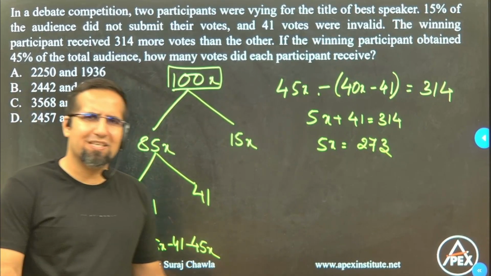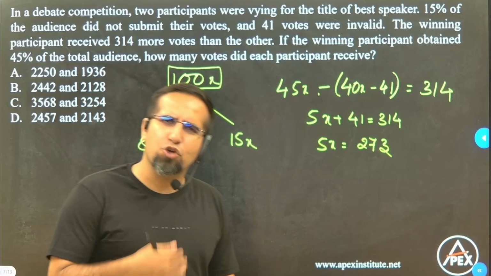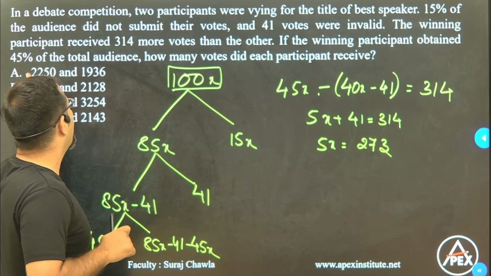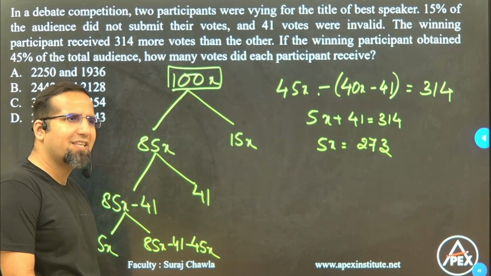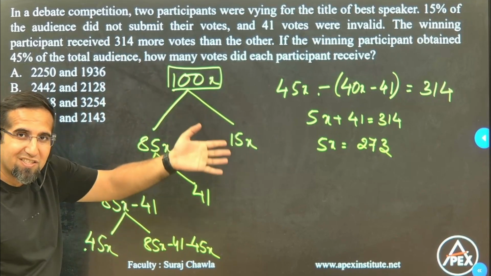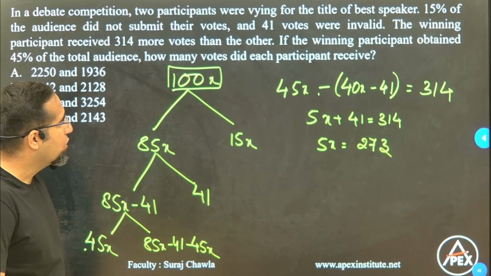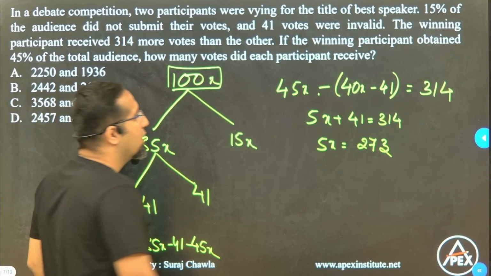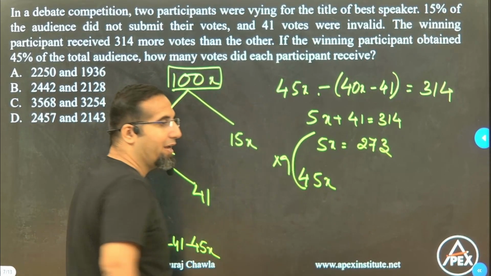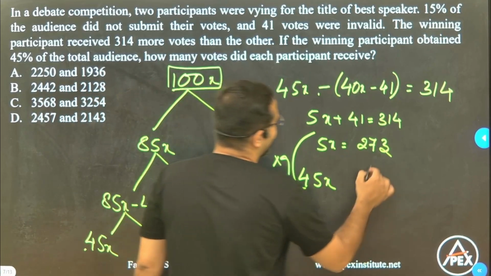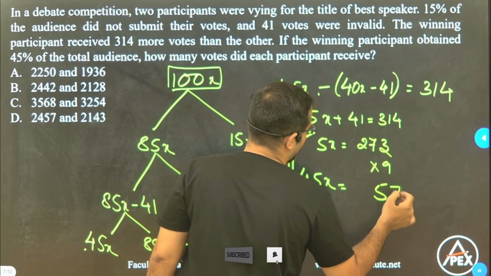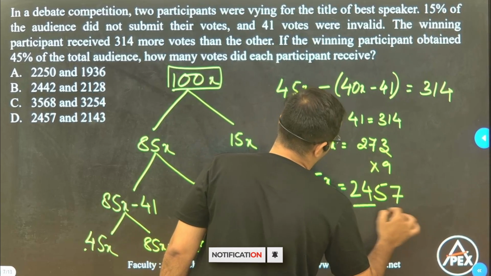अब again as I always tell, do not calculate unless and until it is your last step. ठीक है, तो अभी हमसे क्या पूछा गया, हमसे पूछा गया how many votes did each participant receive, मतलब एक का वैल्यू 45x है, दूसरे का वैल्यू 314 वोट्स लेस देन दिस गाय है. ठीक है, सो अगर 5x का वैल्यू 273 है तो 45x का वैल्यू कितना मिलेगा, 45x का वैल्यू I get by multiplying by 9 on my left hand side, so I multiply my right hand side also by 9. So 9 3s are 27, 7 I carry 2, 63 plus 2 is 65 and this is 2457.